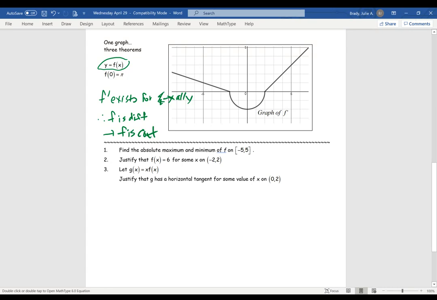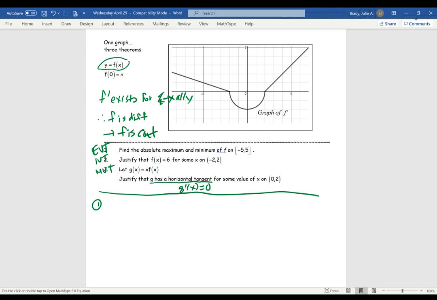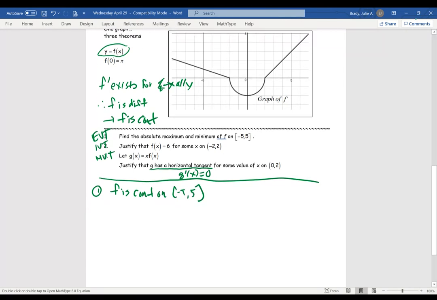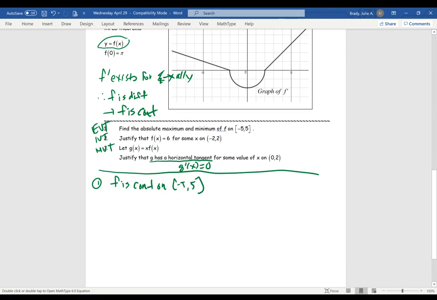Okay, so what's this? To find the max and min, you're like, bam, that's the EVT. Ooh, you're given an output equals a number. That's the IVT. And this is saying that you've got a horizontal tangent, which means the derivative is 0. So this is the MVT. Okay, let's do our proofs. Okay, so 1. We know that f is continuous on -5 to 5. We already proved that.